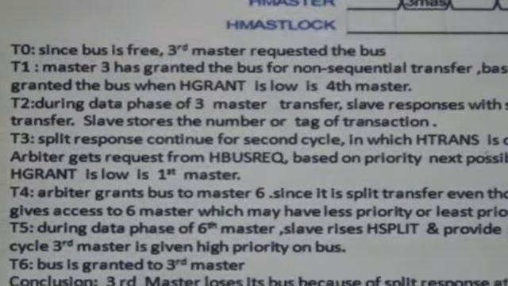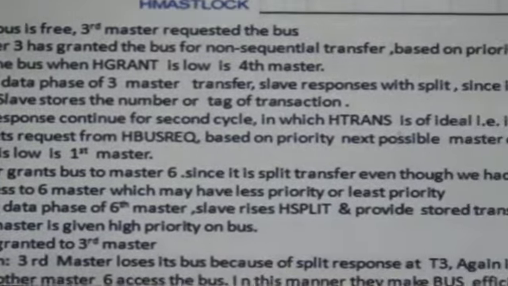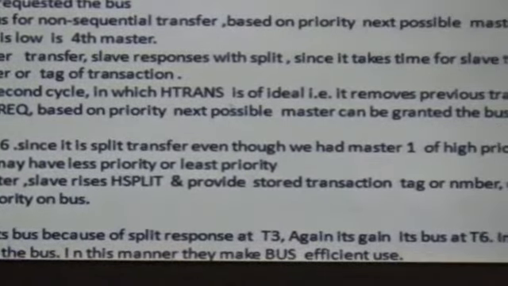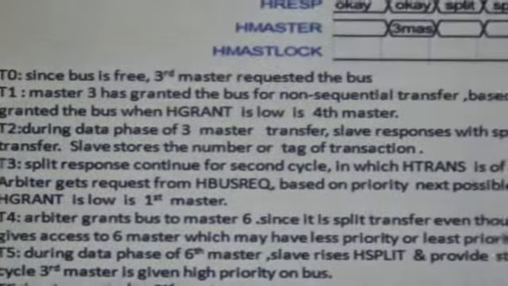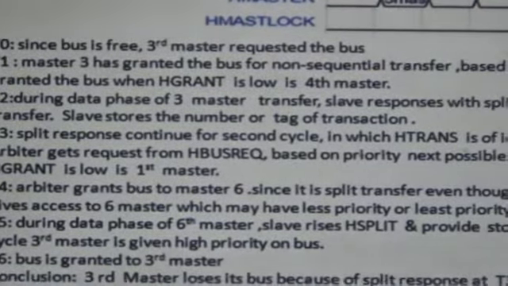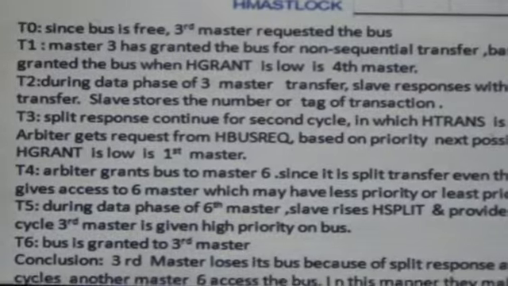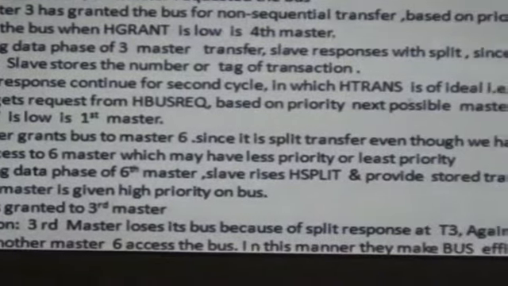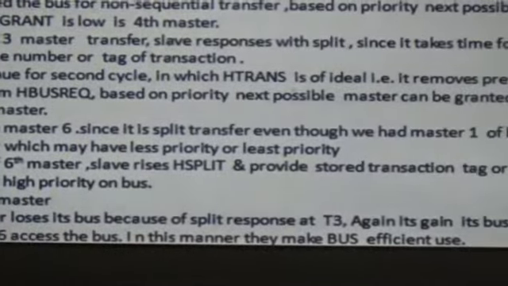At T2, during the data transfer of the third master, the slave responds with HSPLIT. Since it takes time for the slave to complete the transfer, the slave stores the number or tag of the transaction. At T3, the split response continues for the second cycle, in which HTRANS is idle. It removes the previous transfer.